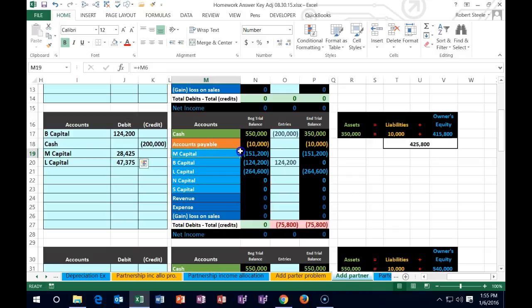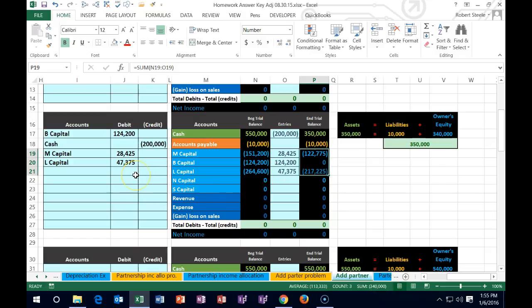Then we're going to post the M capital account. So here's M capital account. Here's where we're going to post it in O19 equals, and let's point to that 28,425. That's going to bring M's capital account down to 122,775. Then we're going to post L's capital account here, and we're going to post that to O21 equals, and we're going to point to that 47,375. That's going to bring the capital account for L down to 217,225. The two capital accounts now add up to 340.